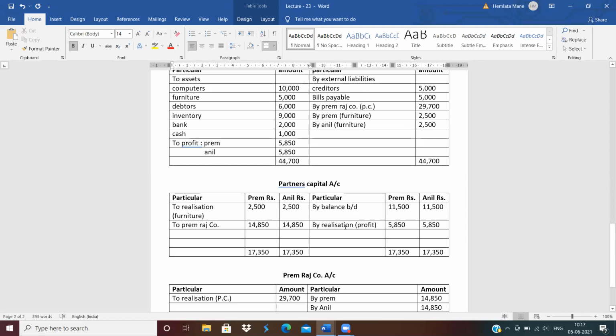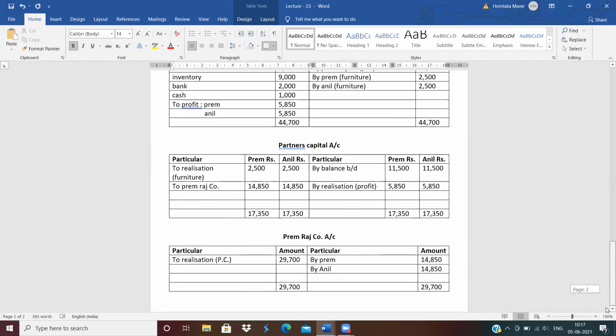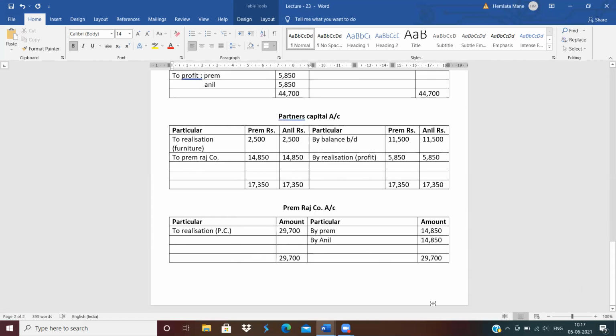Here no general reserve is given for this company, so general reserve will not be written here. Next, close the realization account and transfer the profit to the partners' capital account. Now close the partners' capital account. Whatever profit you earn, that should be transferred to the new firm. Here we transfer it to the new firm and our accounts tally. When your accounts tally, it means your solution is right.